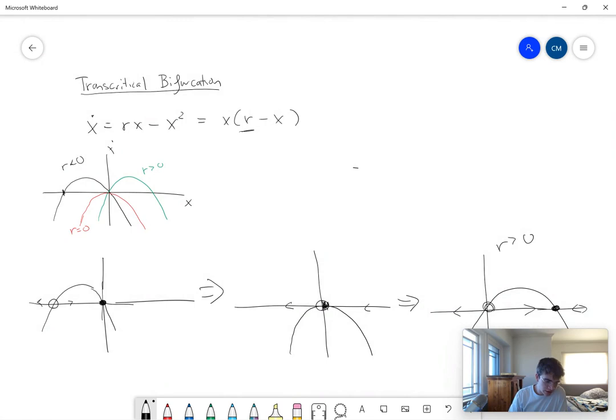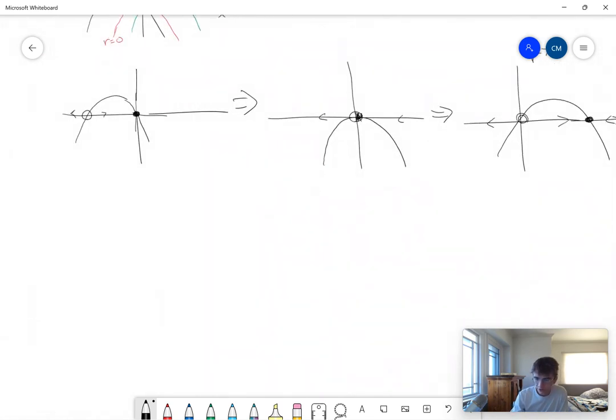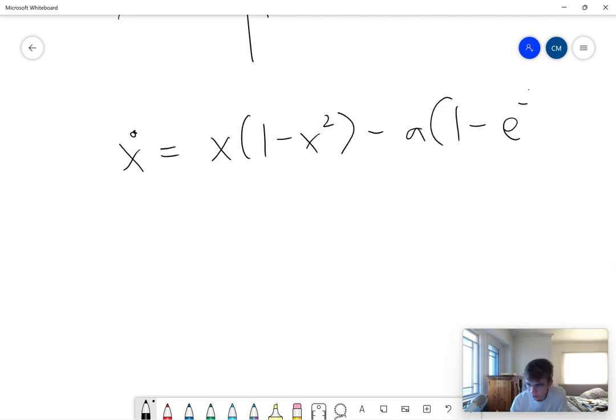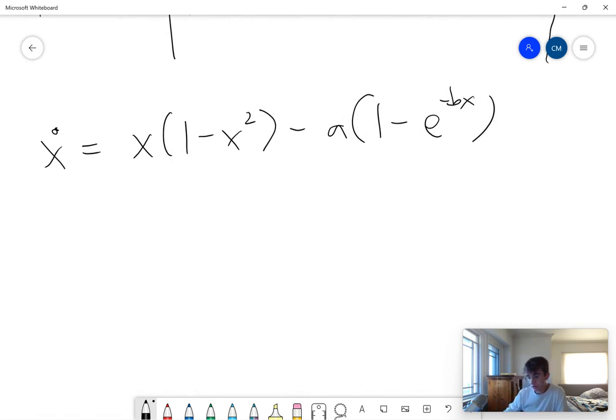So let's do an example of this transcritical bifurcation. It's a bit more involved. So we have x dot is equal to x times 1 minus x, squared minus a times 1 minus e to the negative bx. Okay, and this is an interesting example that Strogatz gives, and he wants us to determine where the bifurcation occurs, and for what range of a and b this is a transcritical bifurcation.